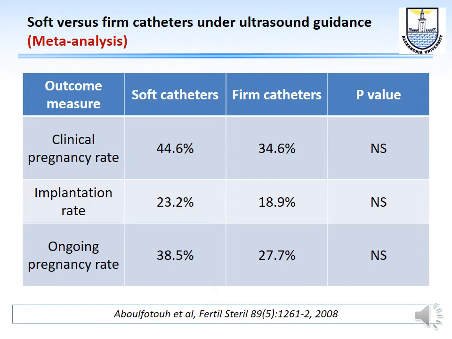However, they were not talking about ultrasound-guided embryo transfer, because when Ismail Abul Futuh from Cairo did a subgroup analysis and used only soft catheters versus firm catheters only in people who had ultrasound guidance, there was no difference. When you do ultrasound as we do, we measure the angle and then we bend our catheter according to the angle, in which case there will be no difference between the soft and the firm catheters in terms of clinical pregnancy rate, implantation rate, and ongoing pregnancy rate.